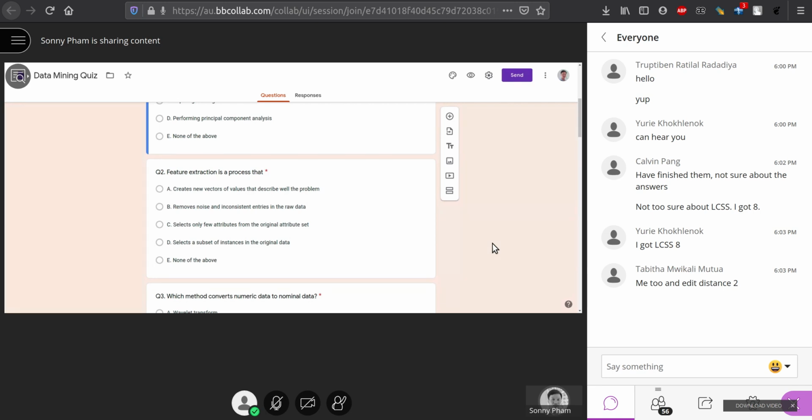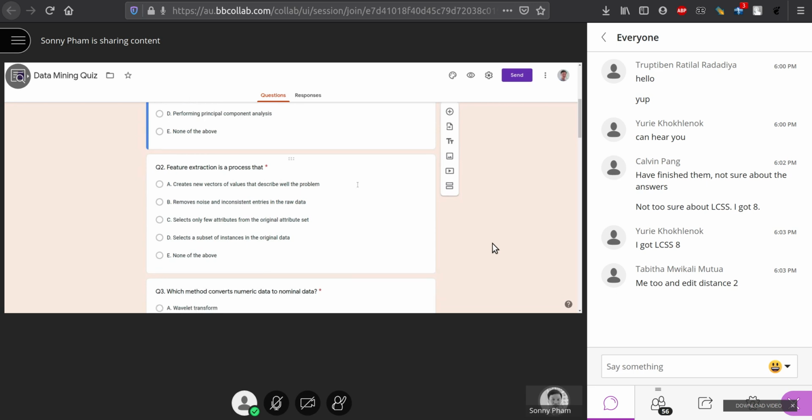Because it is about choosing a number of attributes from the original attribute set, whereas feature extraction is a process that works on the original raw data, and then you create new vectors of values that describe the problem really well, right? So that means that the majority have a problem with distinguishing between feature extraction and feature selection, right? You can read from the slides again to reinforce your understanding.